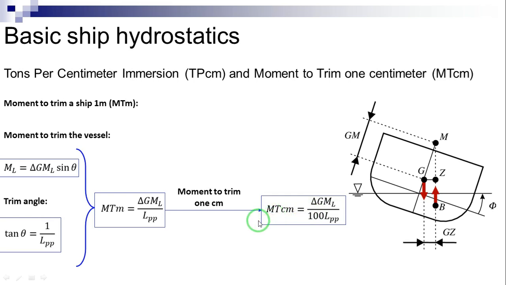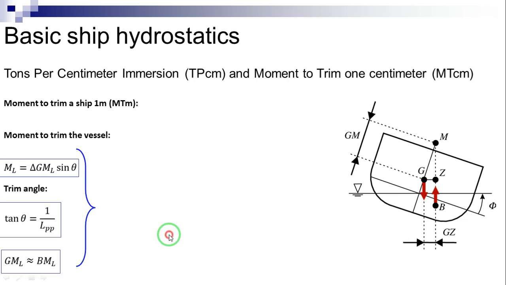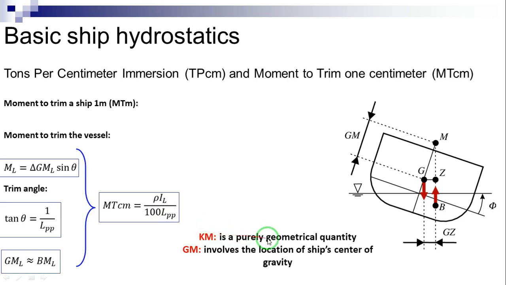Note that sometimes it is acceptable to assume that GML equals BML. This assumption is true when the vertical center of gravity coincides almost with the center of buoyancy. Therefore, using this assumption, MT centimeter is as follows. Another important point is the importance of distinguishing KM from GM, where KM in fact is the height of metacenter, and it is a purely geometrical quantity, while GM is the metacentric height, which involves the location of ship's center of gravity.